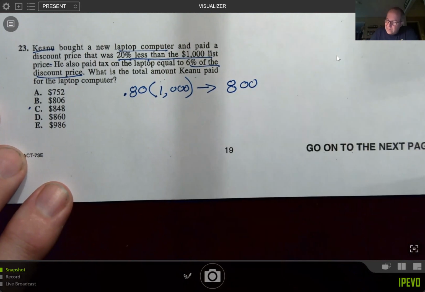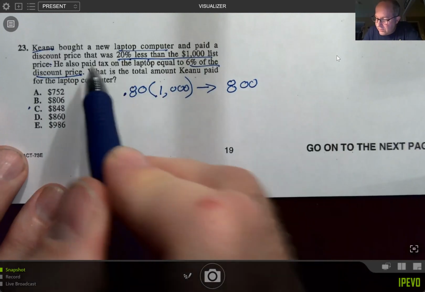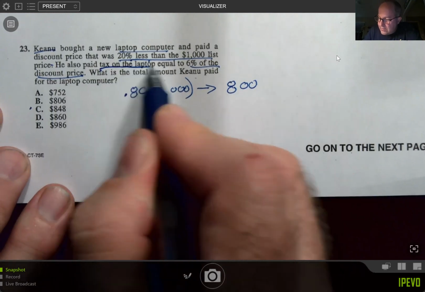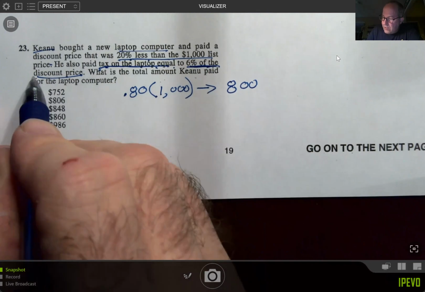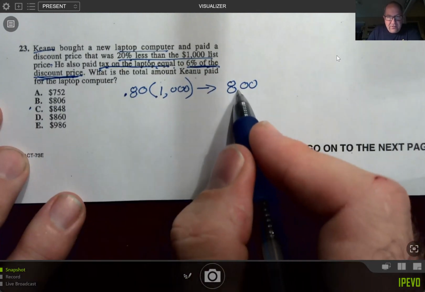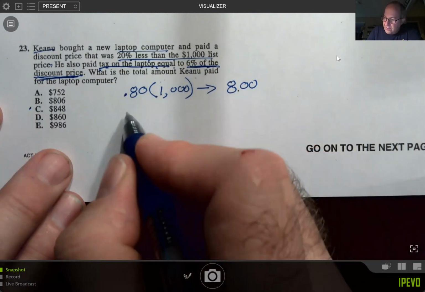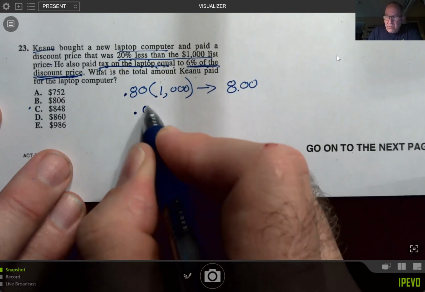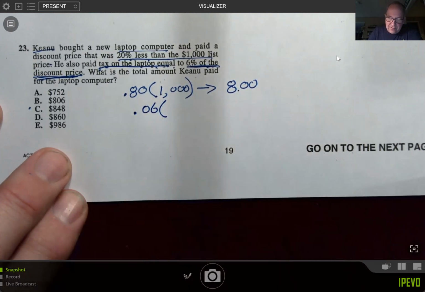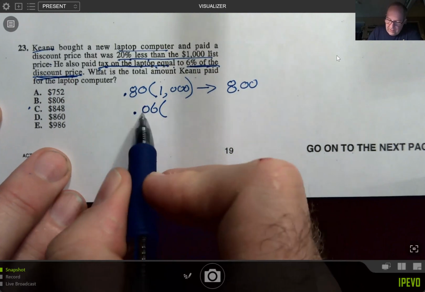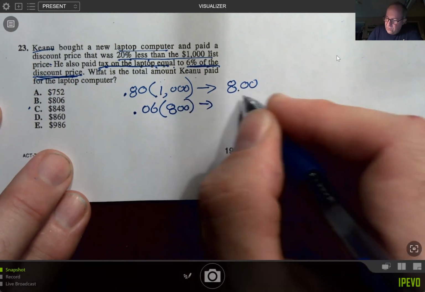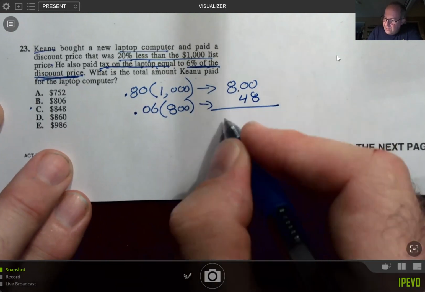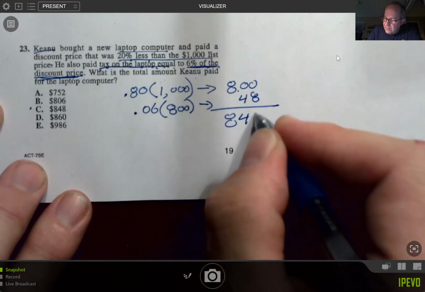Now, Keanu, he is a movie star, but he does need to pay tax. Now, the tax on the laptop is equal to 6% of the discount price. Our discount price is $800. So if I do 6%, now remember it's 0.06, not 60, right? That's a 6, not 60, of the discounted price. That's going to be $48, which gives us a total of $848.